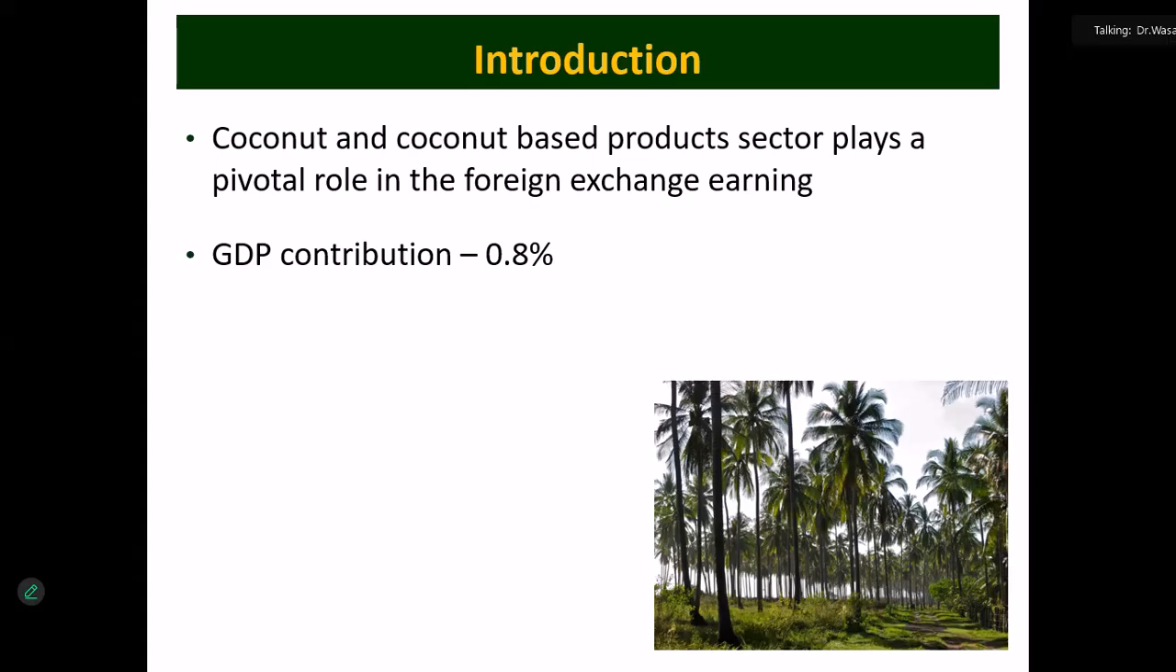National income contribution from coconut and coconut-based products. You can see here only 0.8%. But tea is very high value. Rubber also very high value. But here low value.